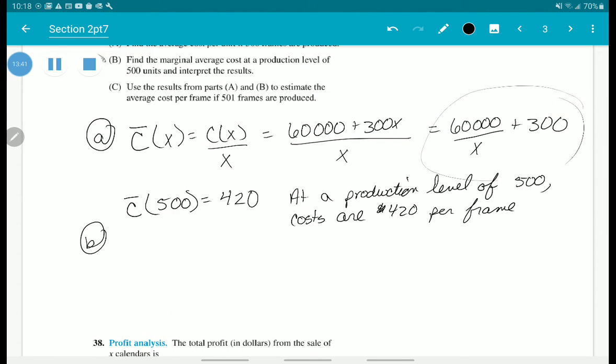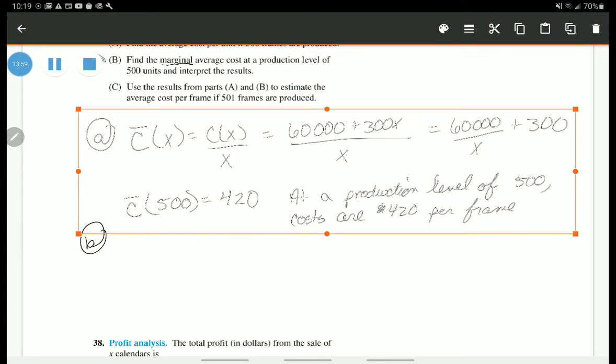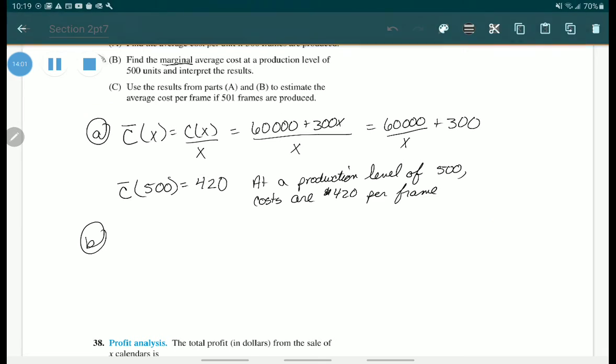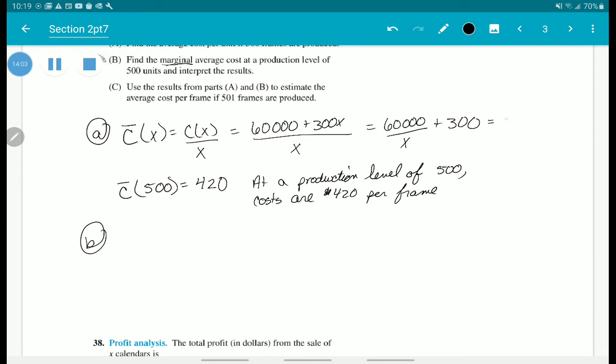In part B, they're asking us to find the marginal average cost. Marginal means derivative, so we need to take the derivative of the equation that we just found. So if I were to rewrite that cost equation, I would rewrite this as 60,000 x to the negative 1 plus 300. And then now I'm in a place where I'm going to take the derivative.